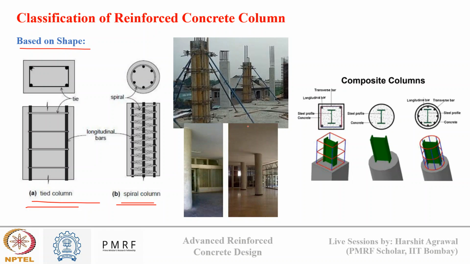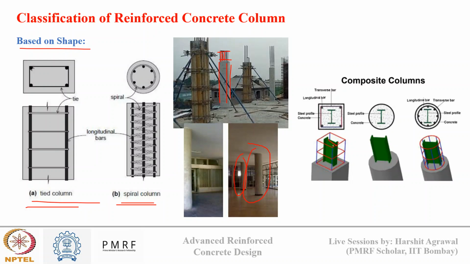You can see in these figures how the columns appear. These are tied columns that are rectangular in shape, where we have longitudinal reinforcement, and this reinforcement is caged with the help of tie bars. And this is a circular column, which is present in between floors. Apart from this, there are composite columns also, where inside there is a steel section.